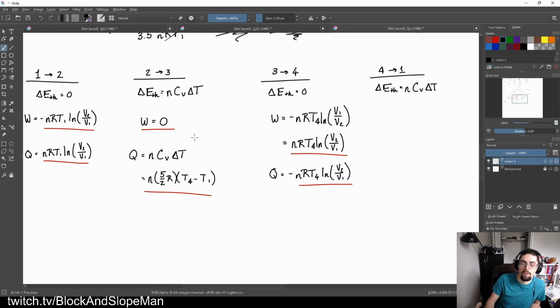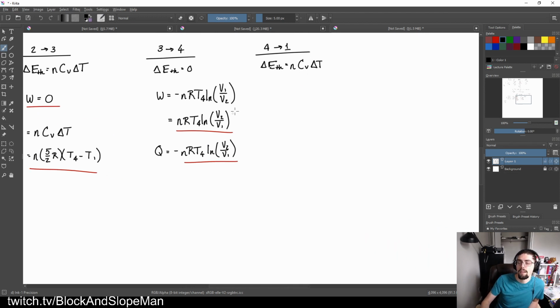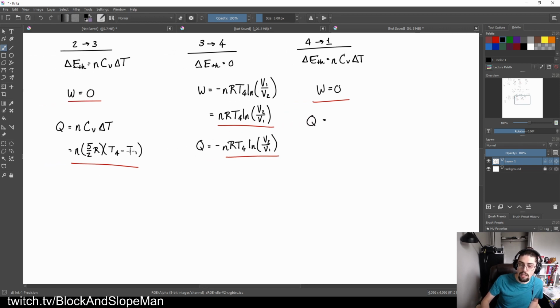Which, if we wanted to prove the delta E thermal at the very end is all equal to 0, yes, we did. Fantastic. But anyways, keep going on. No work is being done, so that's nice and easy for us. Q, again, looks in the exact same way as before, but it's flipped. So now it's going to be n 5/2 R (T1 minus T4), which means it's a positive value.